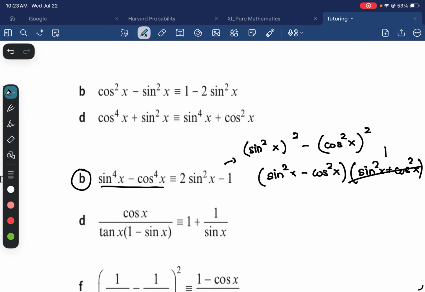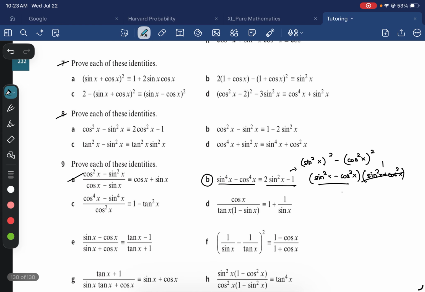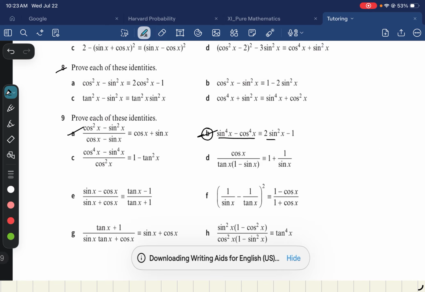So anything times 1 is that thing, so I have this thing left. And now, because my right-hand side is in terms of sine x, I can just substitute 1 minus cos squared x is equal to 1 minus sine squared x. And if you simplify this, you get your right-hand side. So we are done. All right. Part C.